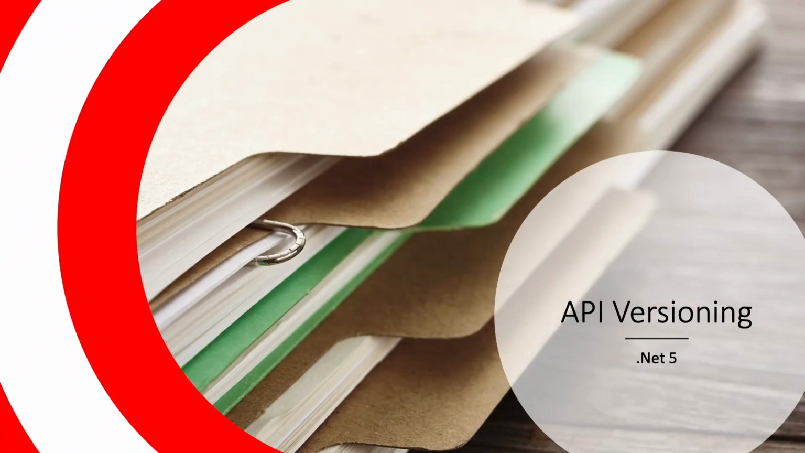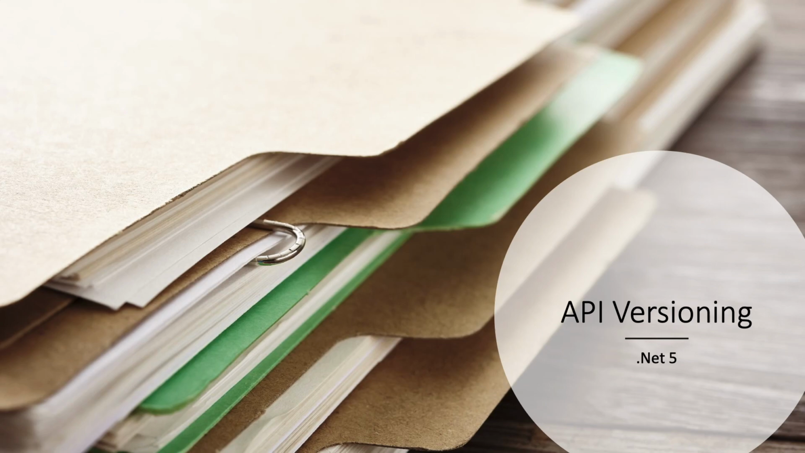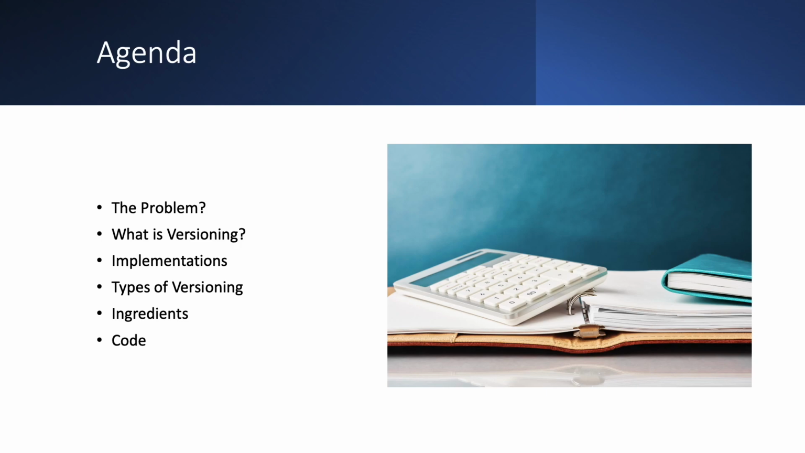I am Mohamad and today we're going to be discussing and implementing API versioning in ASP.NET Core 5. So what are we going to be covering today? First we're going to be discussing what is the problem, and then we're going to be discussing what is versioning, how can we implement it, the different types of versioning that we have, the ingredients that we're going to be needing, and then we're going to actually start coding.